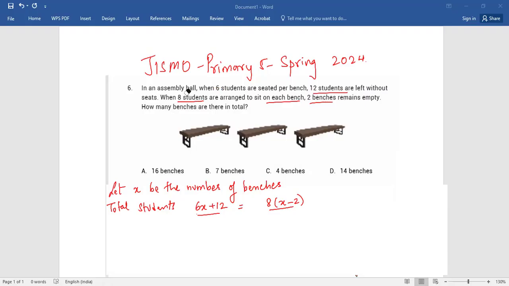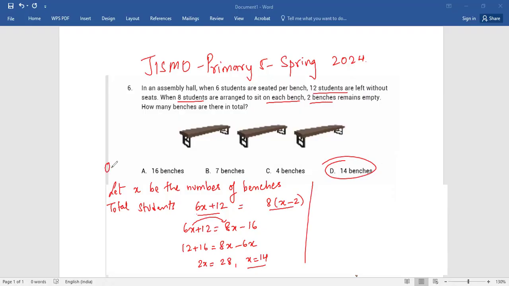So you can solve this equation. 8x minus 16, 6x goes here, this goes here. So you can take this here. So 2x equals 28, therefore x equals 14. So 14 is the number of benches. This is the algebra route, which is option 1.